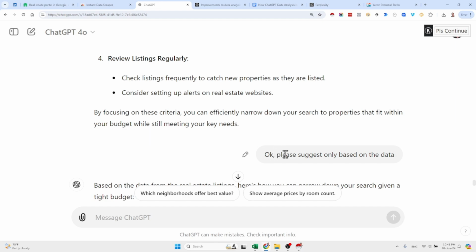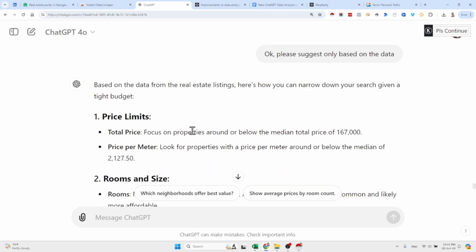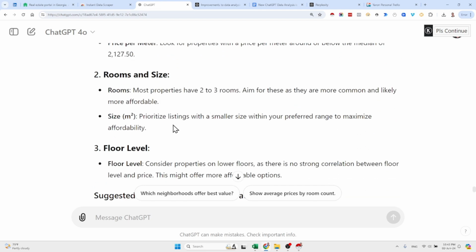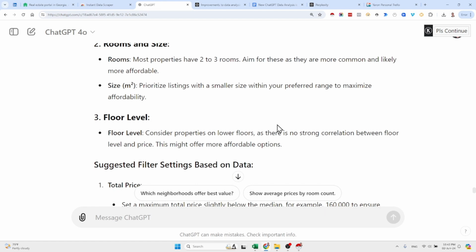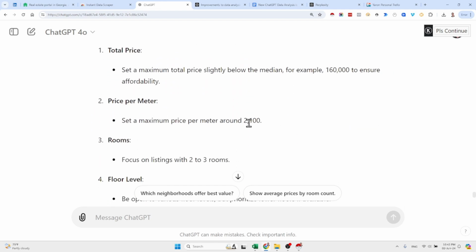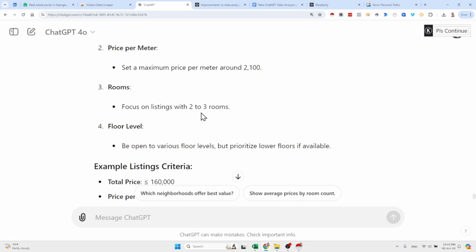Now, I told him, okay, please suggest only based on the data. Now we started getting suggestions based on the data. So focus on properties around or below the median total price of 167K. Price per meter. Look for properties with a price per meter around or below the median. Most properties have 2 to 3 bedrooms. Aim for these as they are more common and likely more affordable. Prioritize listings with a smaller size within your preferred range to maximize affordability. That is pretty obvious. Consider properties on lower floors. Now, set a maximum price per meter around 2100. Focus on listings. Okay, etc.